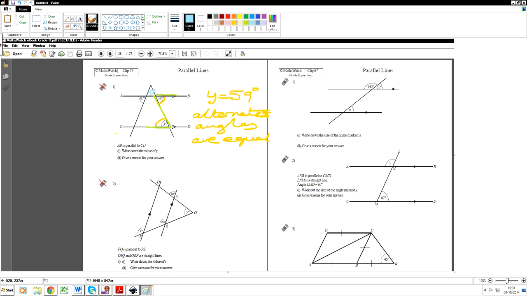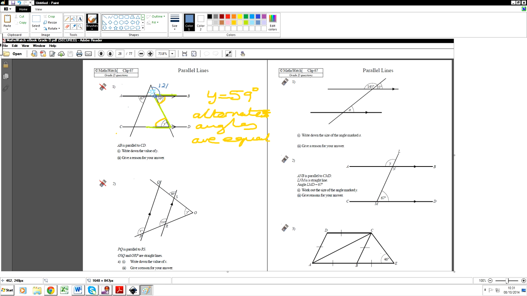59. Why is that? Because vertically opposite angles are equal. If that's 59 here, what is this angle here going to be on this side? Because these are two angles that meet at a point on a straight line. So what's that going to be? 121. 121 add 59 will give us 180.